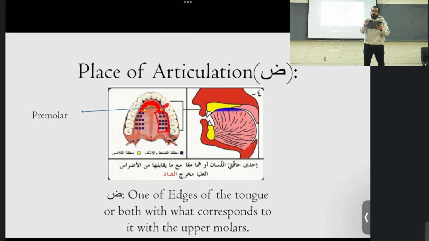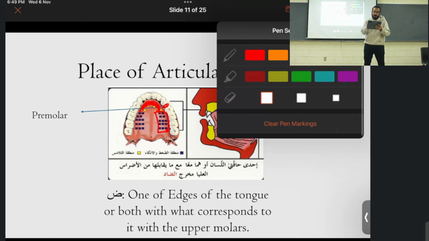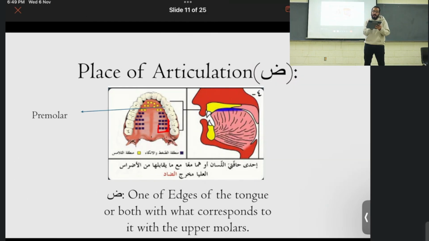So let me remove it again. So this yellow area, starting from the premolar to the central incisors, this area is the area of lam. L. Okay?